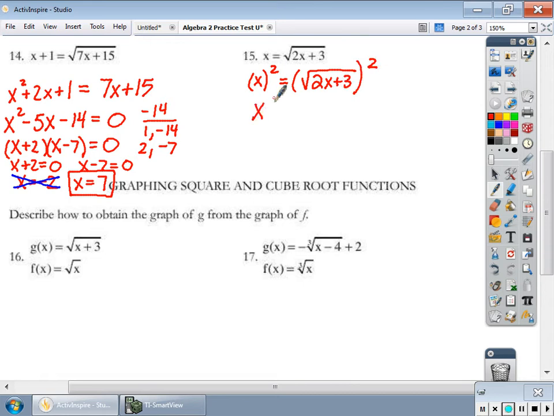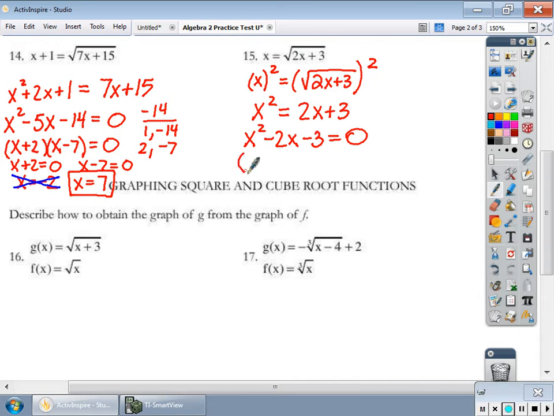X to the second power is, well, that's kind of boring. X to the second power equals, and then the square root of 2x plus 3 squared is just 2x plus 3. Now again, it's quadratic, and I know it's quadratic because of the x squared. I need to move these over to the positive x squared side. So we'll go x squared, subtract 2x, subtract the 3 is equal to 0. Because again, take away 2x here, that's gone. Take away 3 from here, that's gone. And then we have the positive x squared minus 2x and the minus 3.